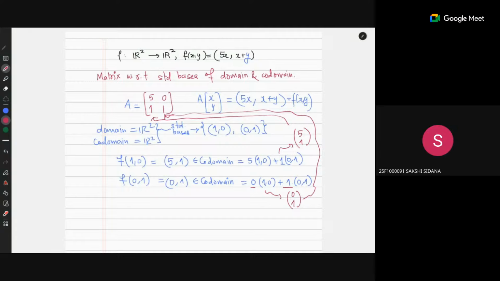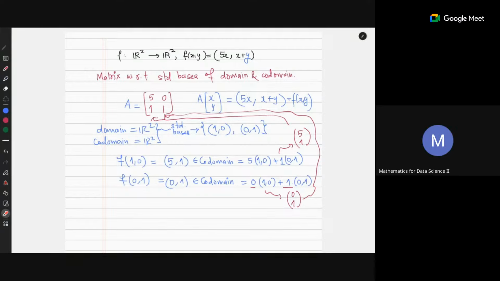Excuse me, sir. Yes. Sir, I did not understand this part. Can you please explain that again? Which part? Where you are doing 1, 0 and 0, 1, after taking the standard basis. So I haven't done anything.